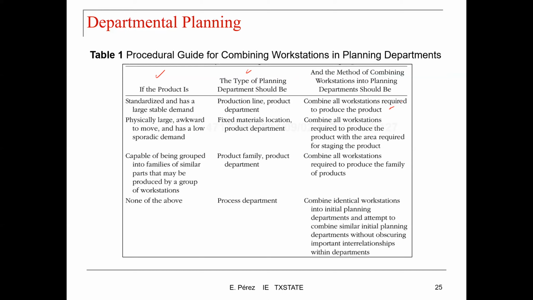On the other side, if the product is physically large, awkward to move, and has low sporadic demand, as we discussed in the previous slide, like an airplane, fixed materials location or product department should be used. You combine all workstations required to produce a product with the area required for staging the product.